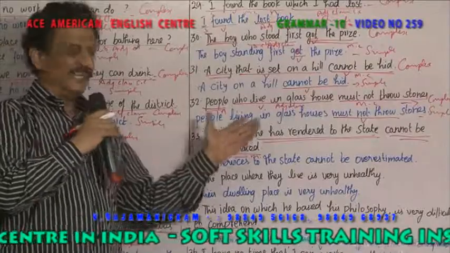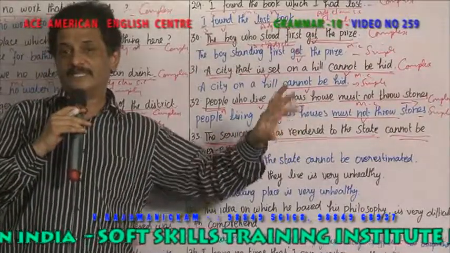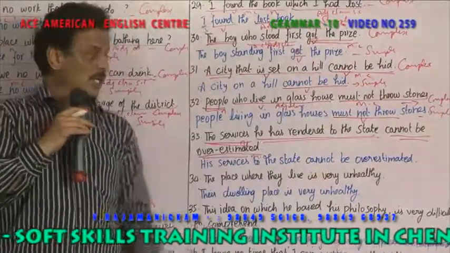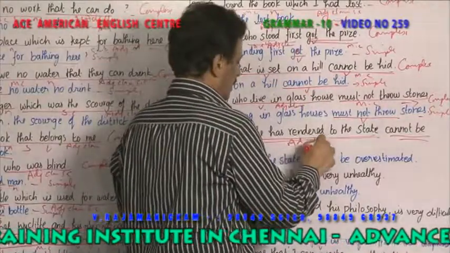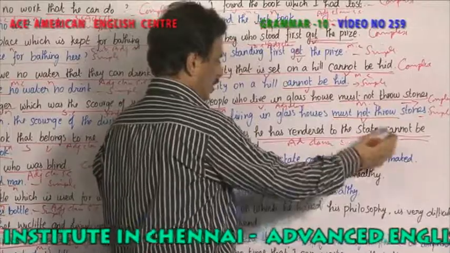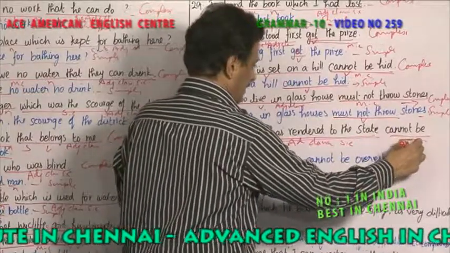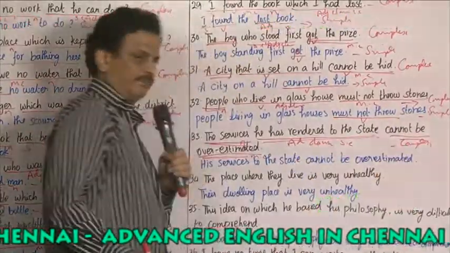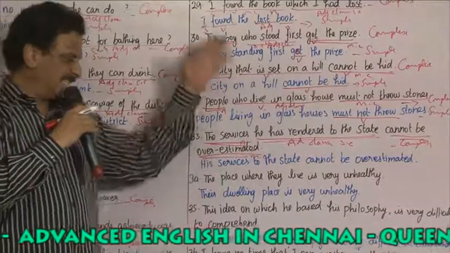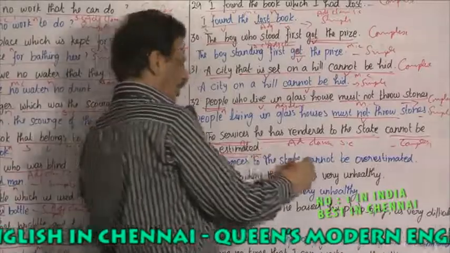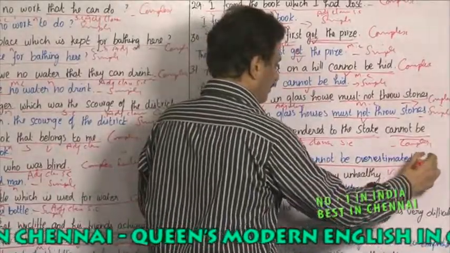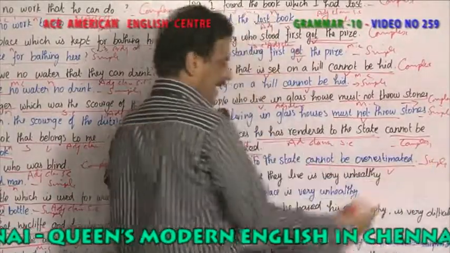So the services, what services? The services which he has rendered to the state. So this becomes an adjective clause. So this becomes a subordinate clause and joins with the main clause to give you a complex sentence. So how do you change into a simple sentence? His services to the state cannot be overestimated. So cannot be overestimated is a single verb. So simple sentence, only one verb is there.